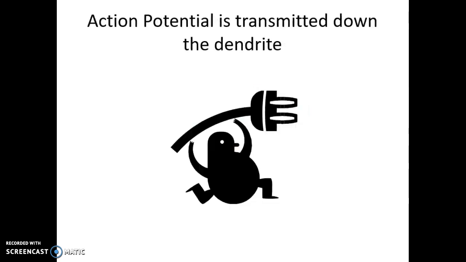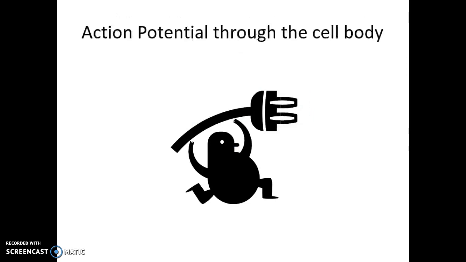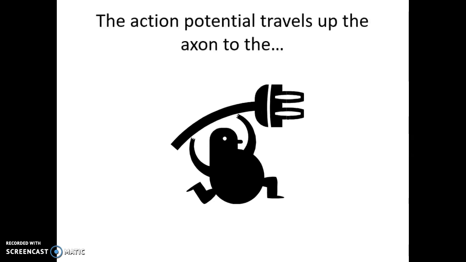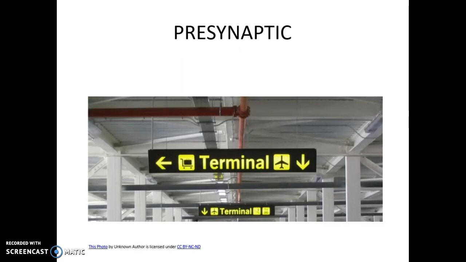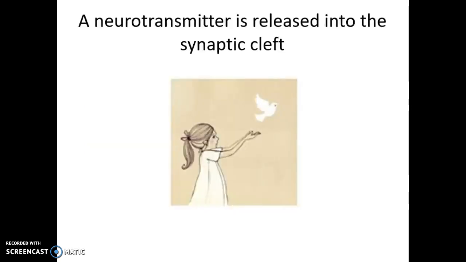And that action potential is going to move down the dendrite, through the cell body, and up the axon until we hit the presynaptic terminal. So our dendrites go to our cell bodies, they go to our axon, and our axon ends in a presynaptic terminal. So that's the end point of the axon. At which point we see in our presynaptic terminal, there are little pods, or little areas, that are holding a bunch of neurotransmitters. And that action potential is going to trigger the release of the neurotransmitter into the synaptic cleft.